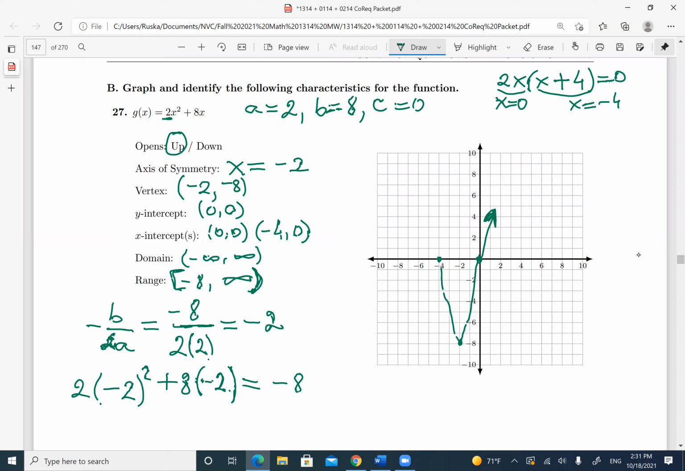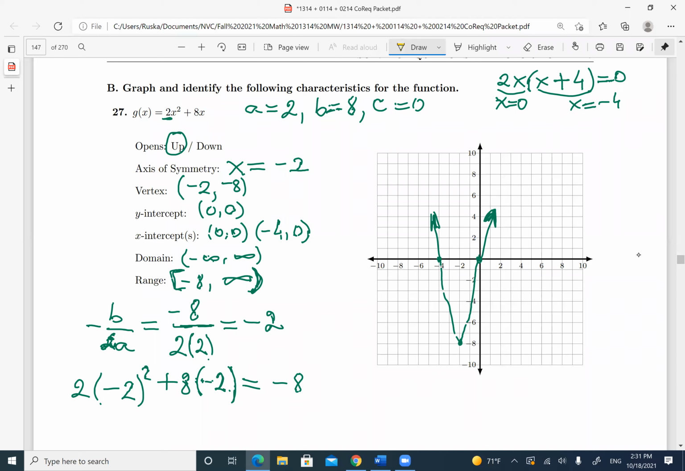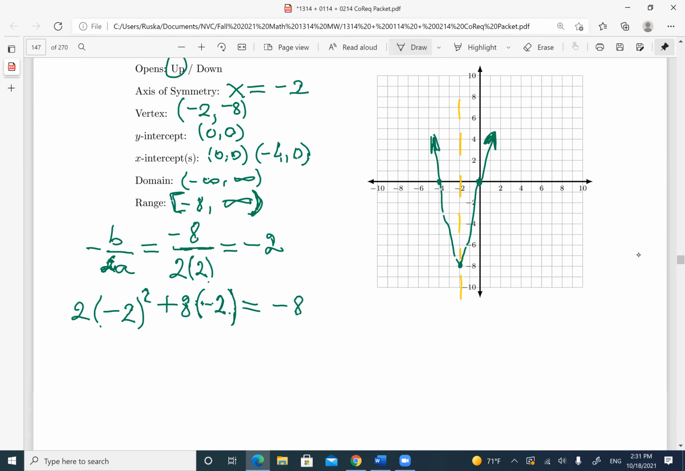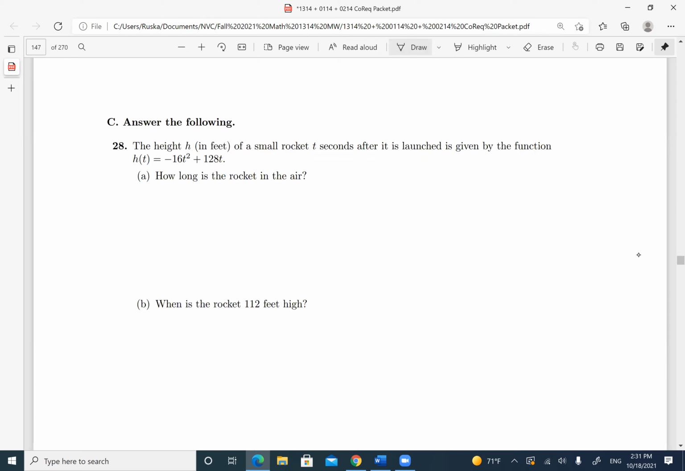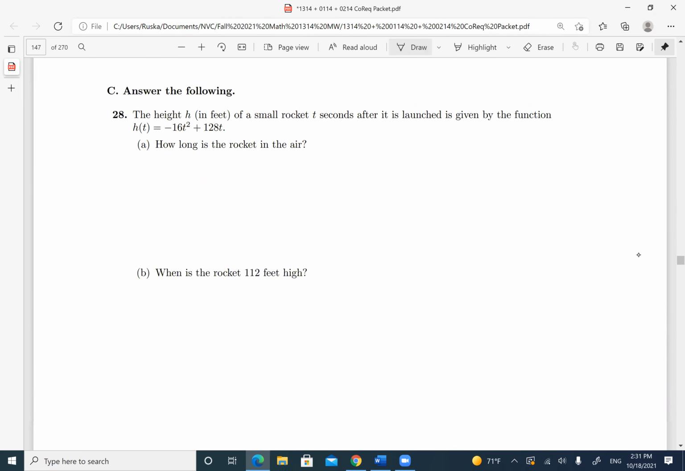And also keep in mind, we have the axis of symmetry at x equals -2. Okay, any questions? So this is my axis of symmetry going through the vertex. Okay, any questions here? Any questions? Okay, and then we have here some questions we're gonna discuss.